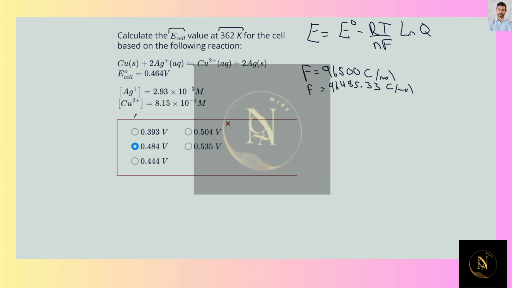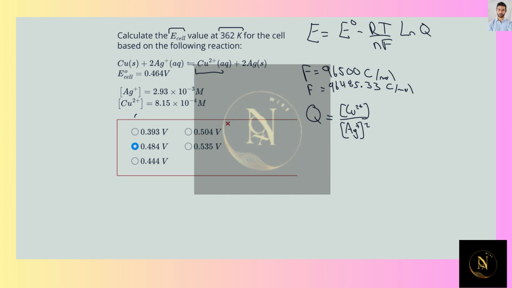Okay, so with this information, we can calculate directly the value for E. The value for Q, the coefficient of concentrations, would be equal, looking at this reaction, to the concentration of copper 2 plus divided by the concentration of silver plus squared.